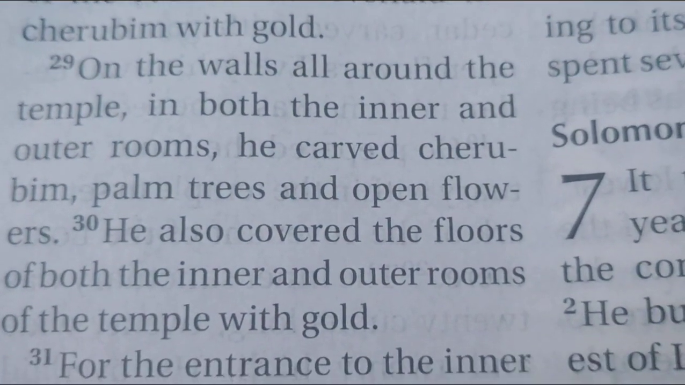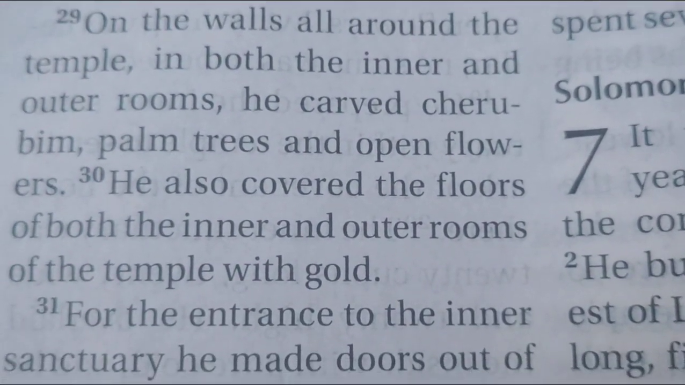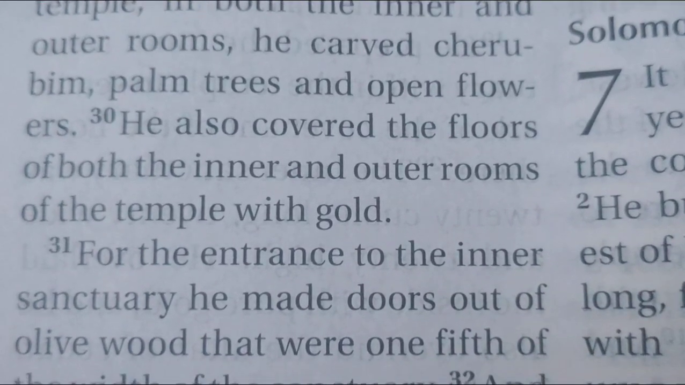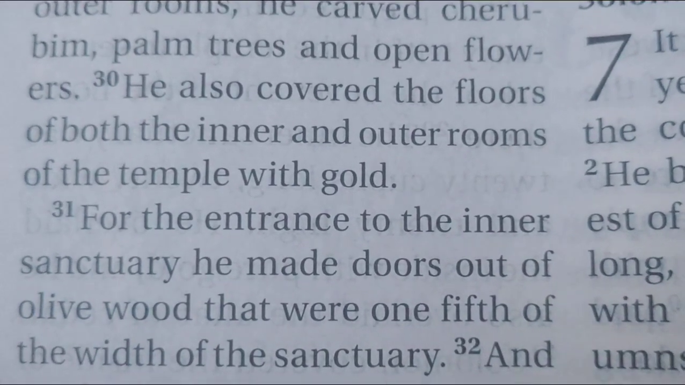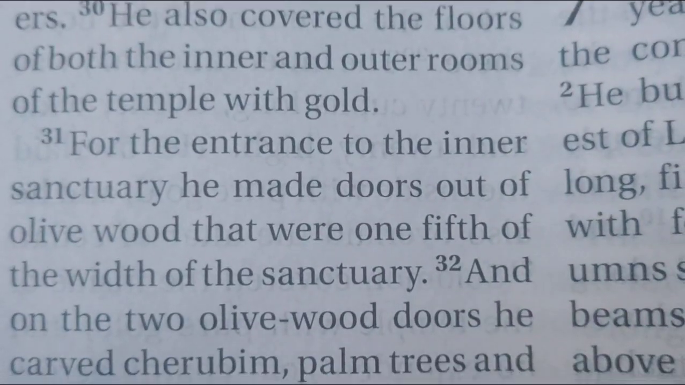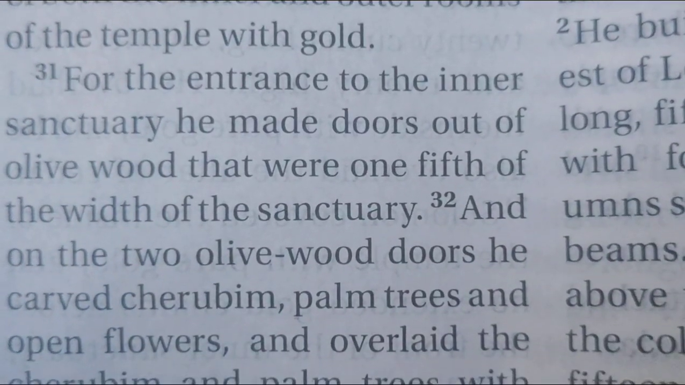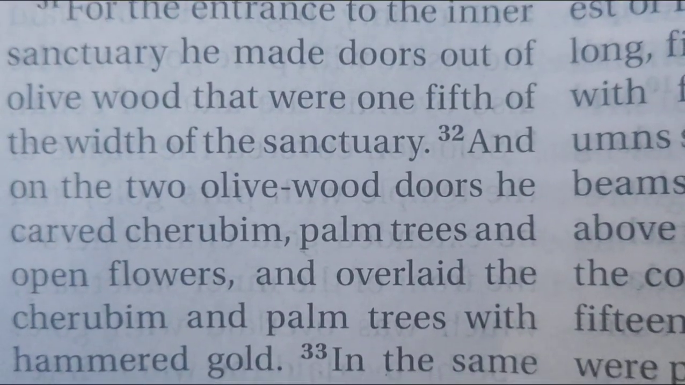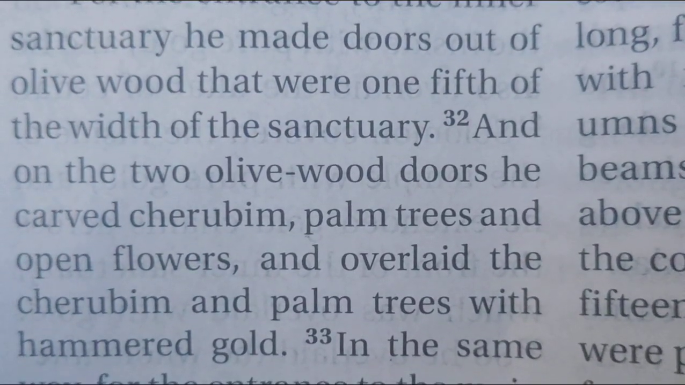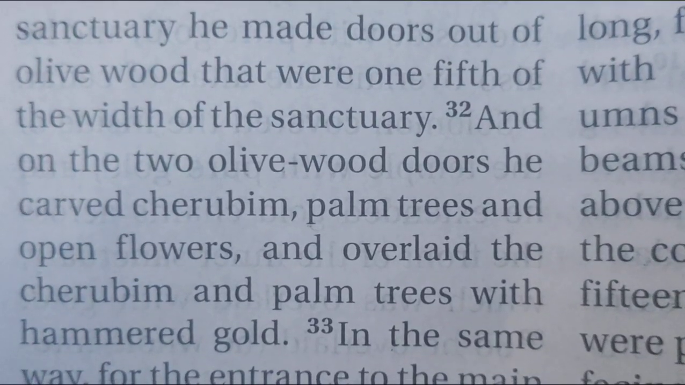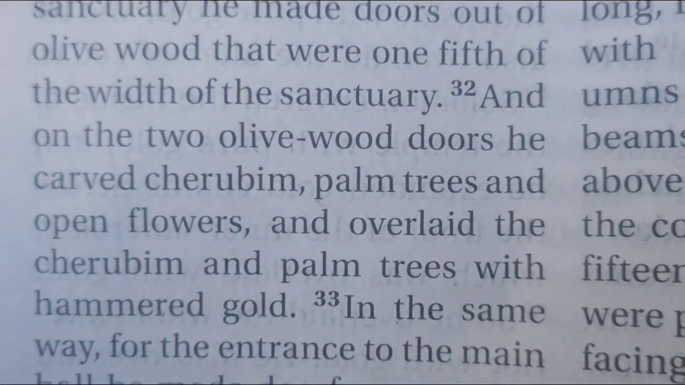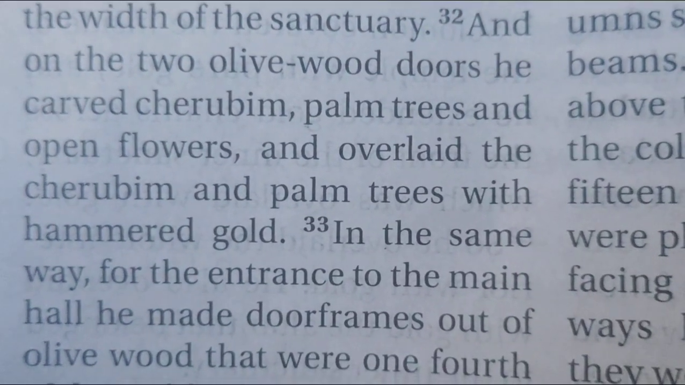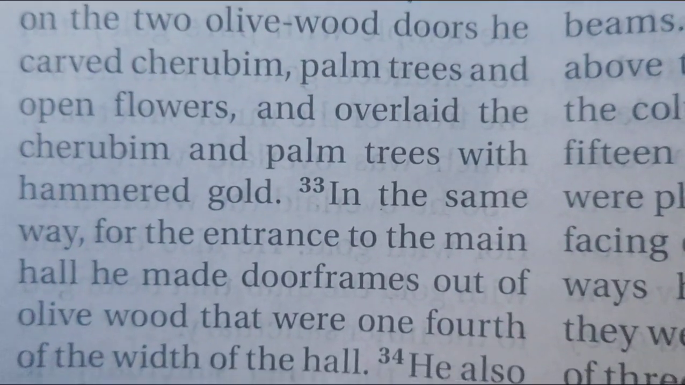On the walls all around the temple, in both the inner and the outer rooms, he carved cherubim, palm trees, and open flowers. He also covered the floors of both inner and outer rooms of the temple with gold. For the entrance to the inner sanctuary, he made doors out of olive wood that were 1/5 of the width of the sanctuary, and on the 2 olive wood doors he carved cherubim, palm trees, and open flowers, and overlaid the cherubim and palm trees with hammered gold.